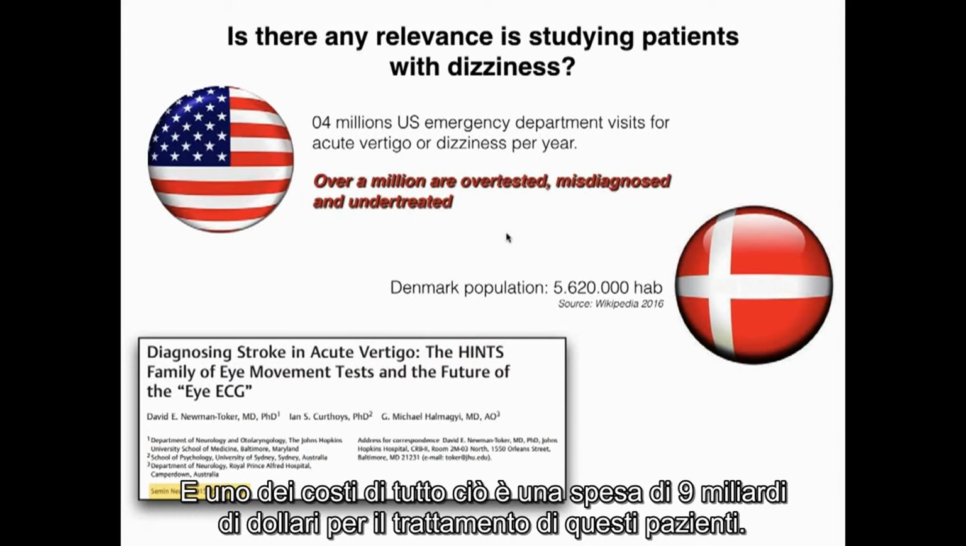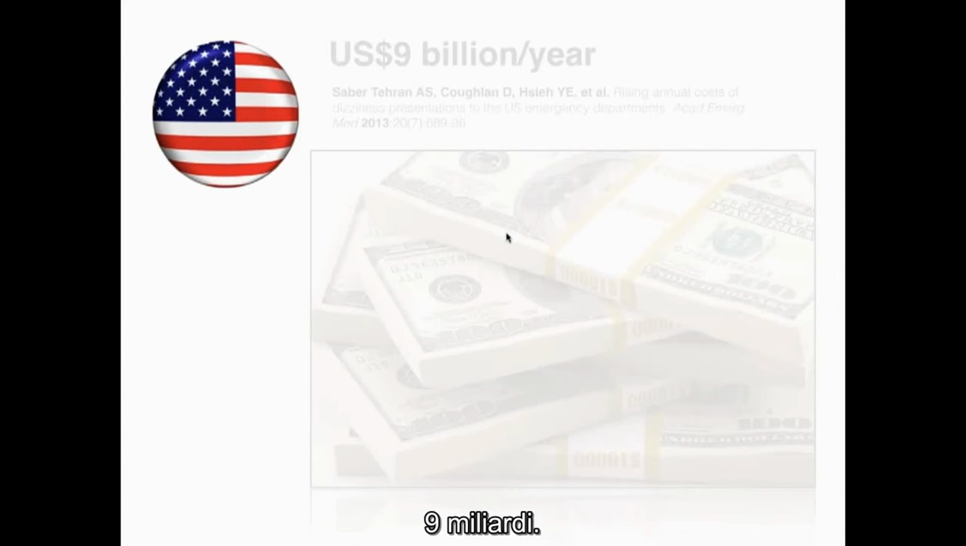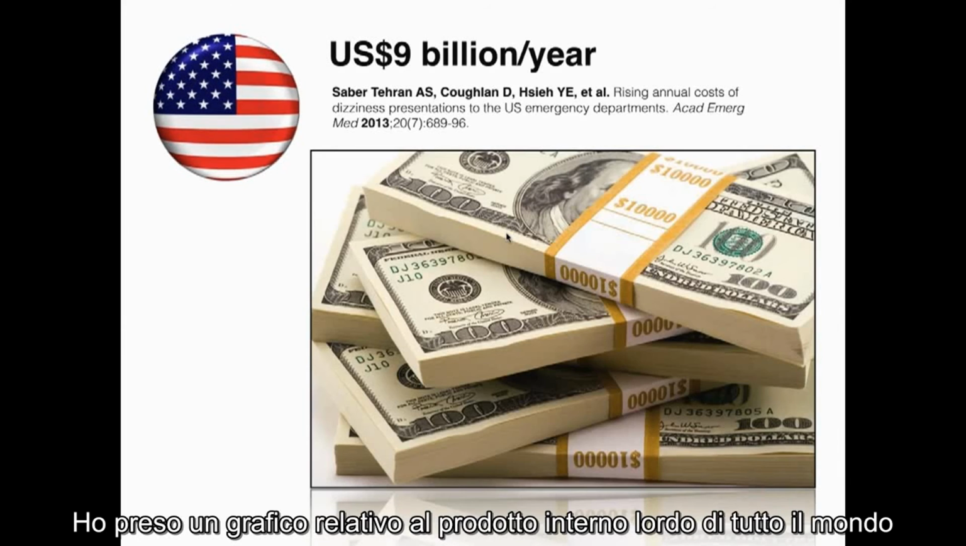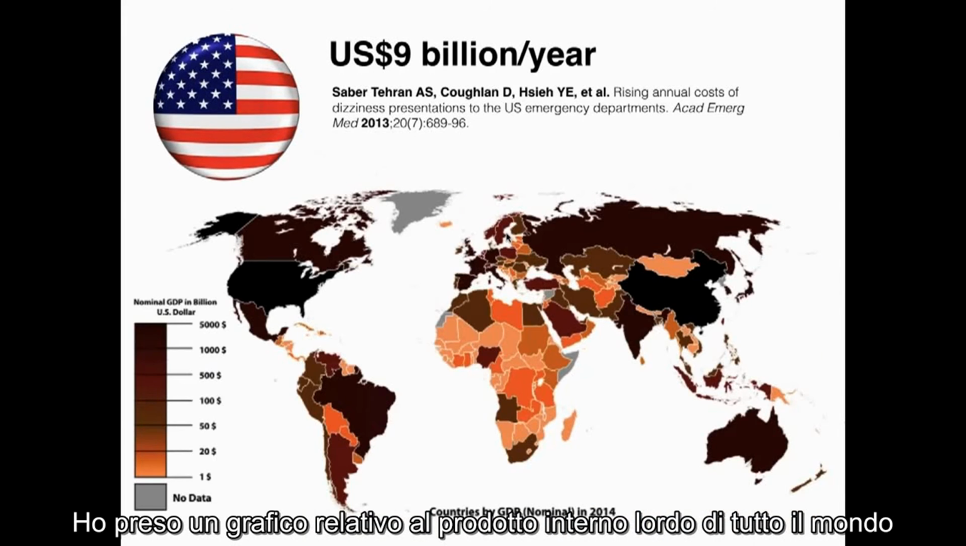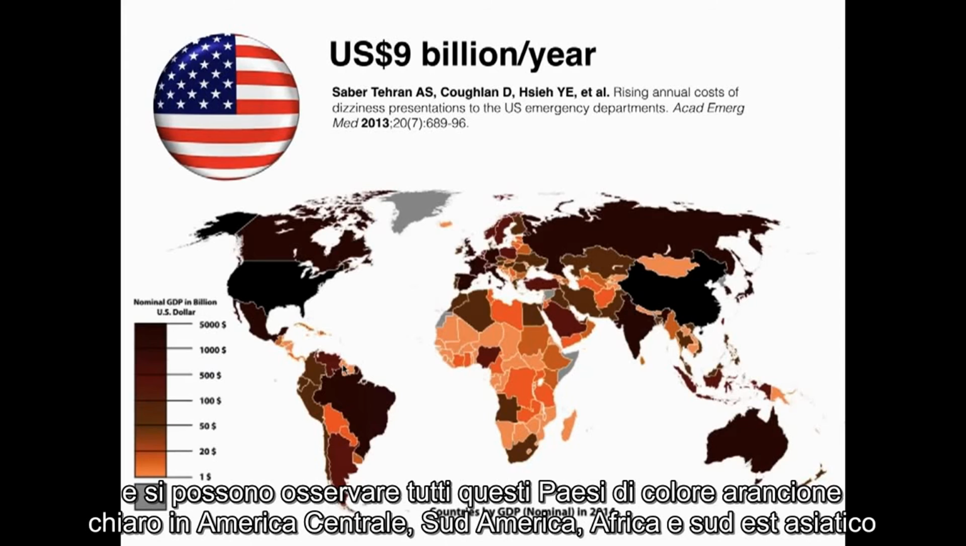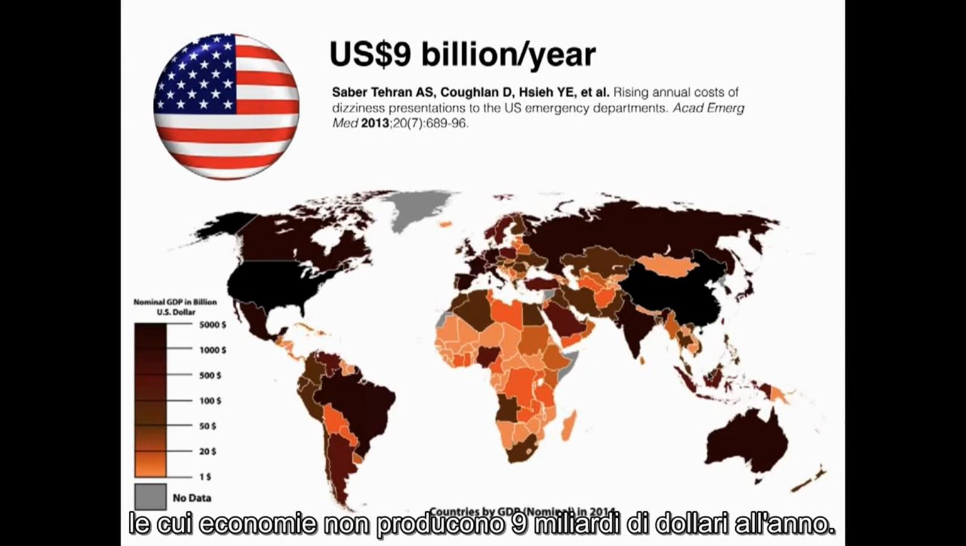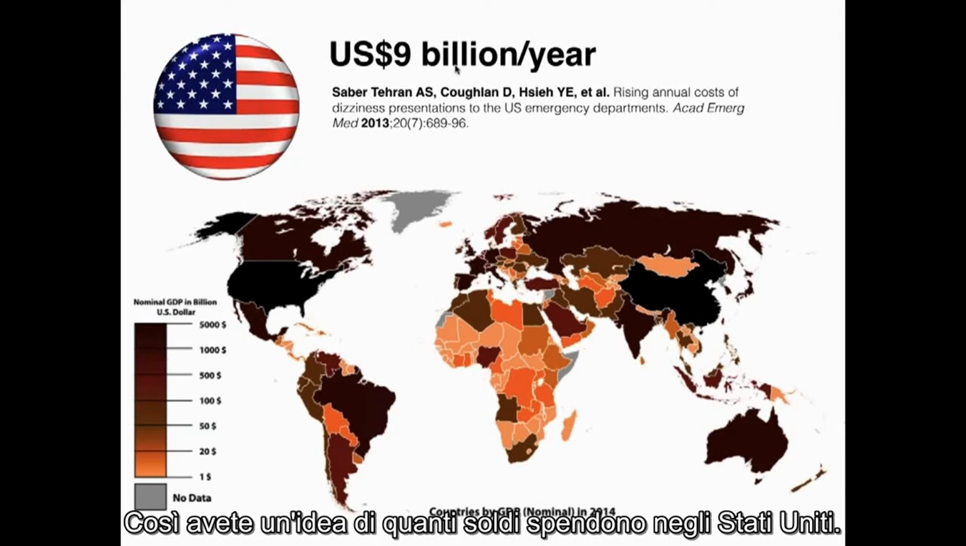And what is the cost of that? In the United States, they spend $9 billion a year on these patients. I mean, it's so much money. I have no idea how much money $9 billion a year is, so I took a plot of the world GDP, and you can see all these light orange countries in Central America, South America, Africa, and Southeast Asia. They don't produce $9 billion in their economies in a year. So you can have an idea how much money is spent in the United States.